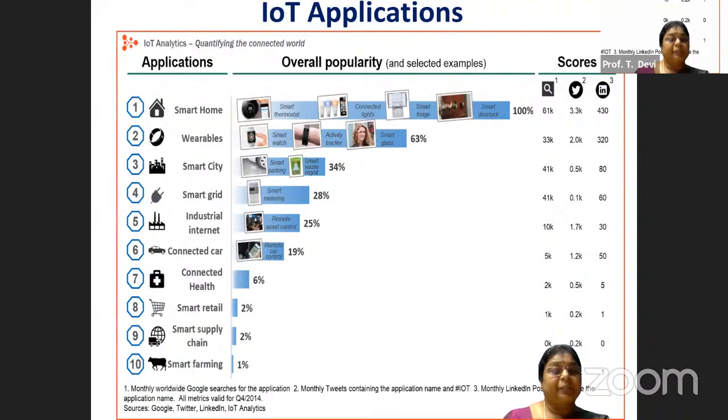Smart grid, for electricity metering, industrial internet. If you look at the industry within the shop floor, n number of devices can be connected to decide on supply chain management, logistics, and so on. Connected cars, remote car control, connected health.